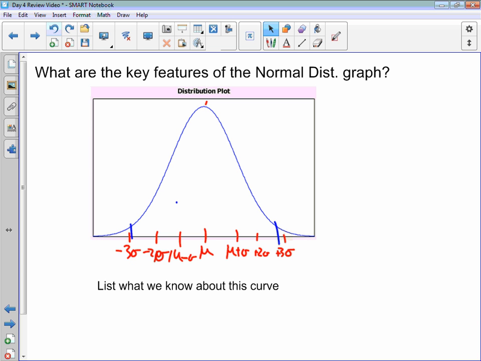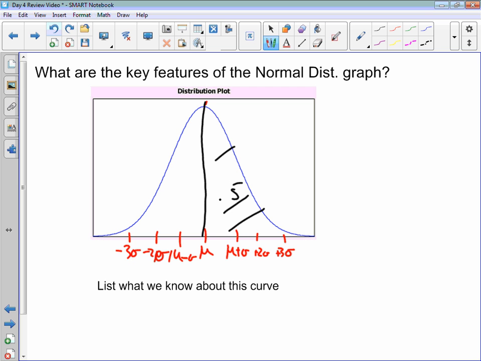All right. We also know that we can cut it up into little pieces. Half of the data set is above the mean, and half of the data set is below the mean. And we can start doing little pieces like 0.34 or all those other pieces that are necessary. But we can cut this curve all up.